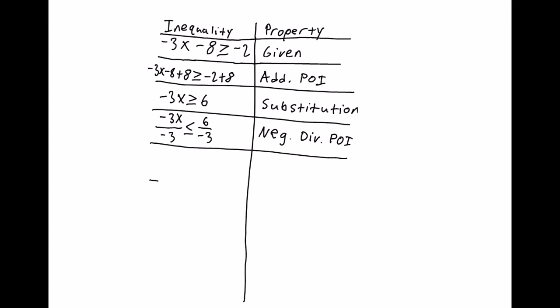Then from there, the negative 3's cancel to leave x is less than or equal to 6 divided by negative 3 is a negative 2. And that was substitution.